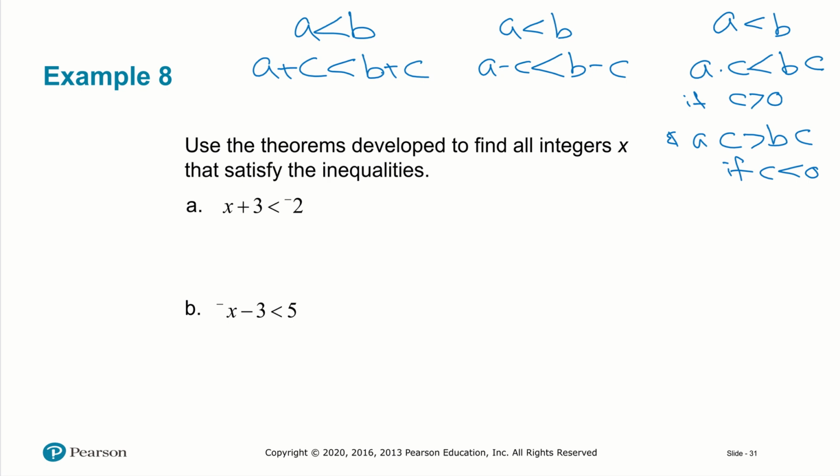So here I want to get x by itself, right, in this problem, right? So what do I need to do to both sides? I want to get rid of 3, so I'm going to subtract 3.